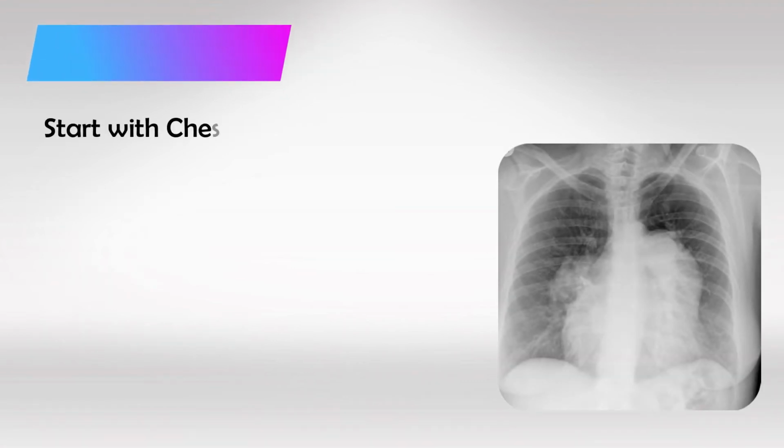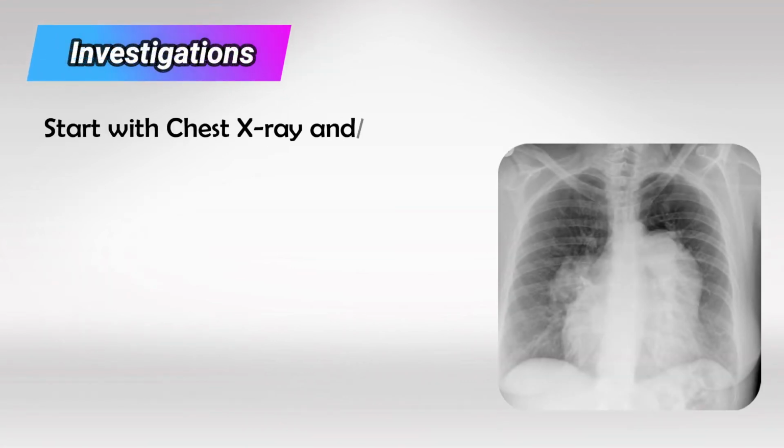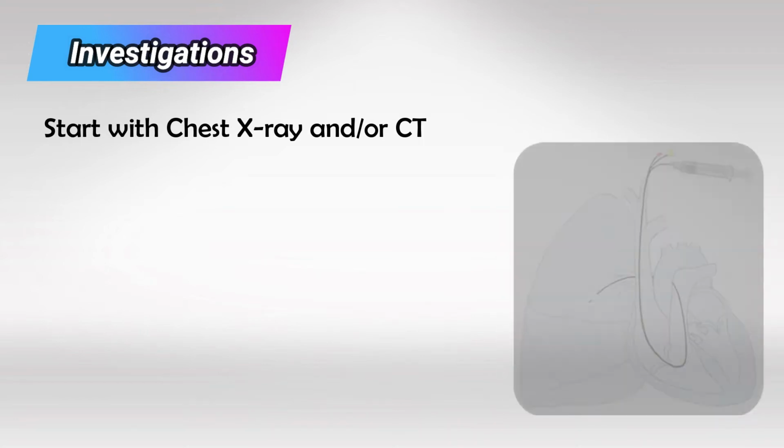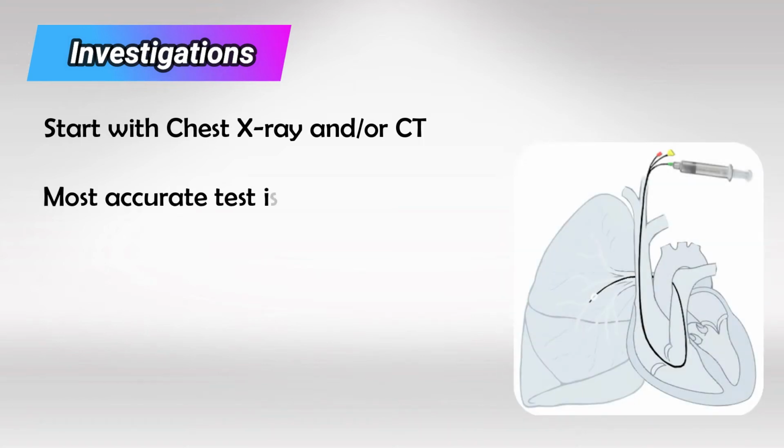The best initial test is chest X-ray plus CT, and we expect to see dilation of the proximal arteries and narrowing of the distal arteries. The most accurate test, which is very commonly mentioned in the exam, is the right heart catheter, which is also known as Swan-Ganz catheter. This is the most precise and most accurate test, and it's very commonly used.